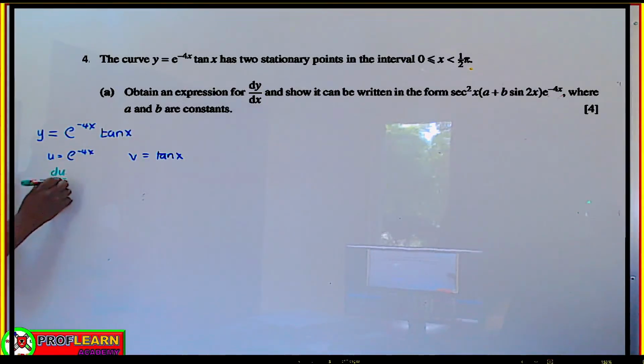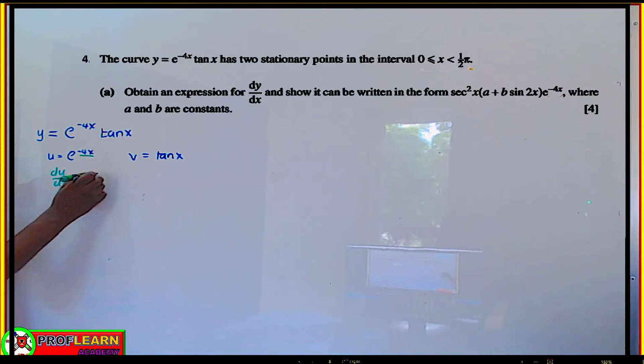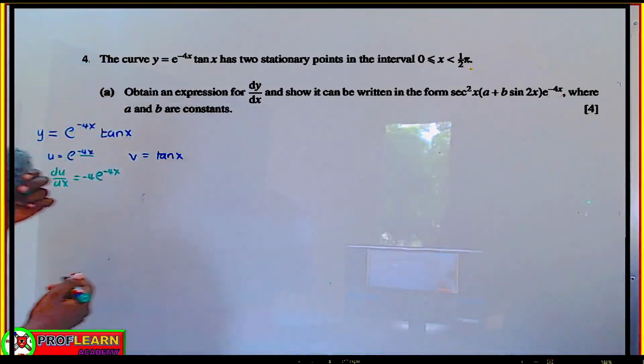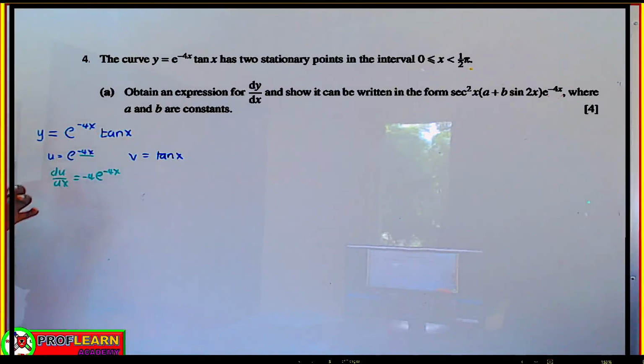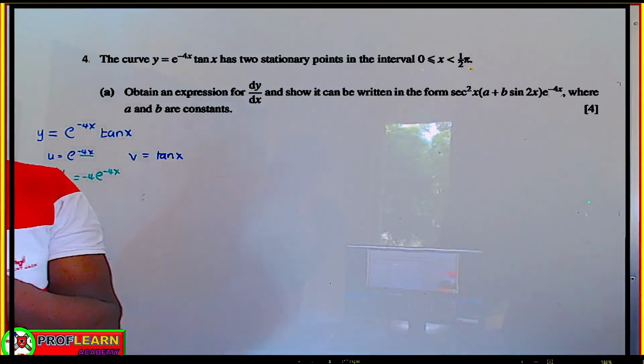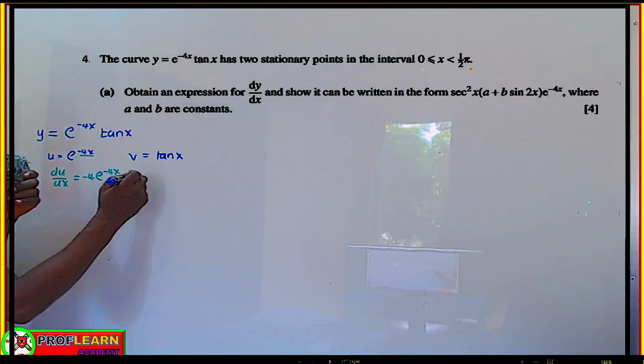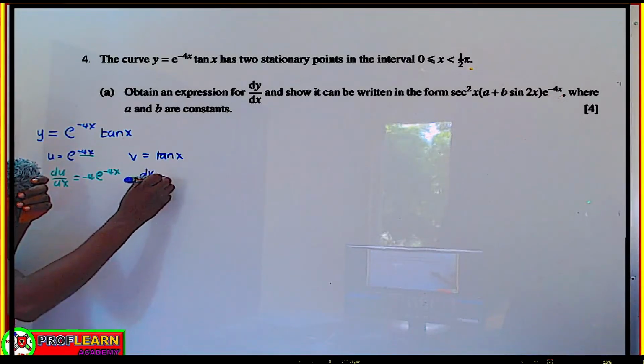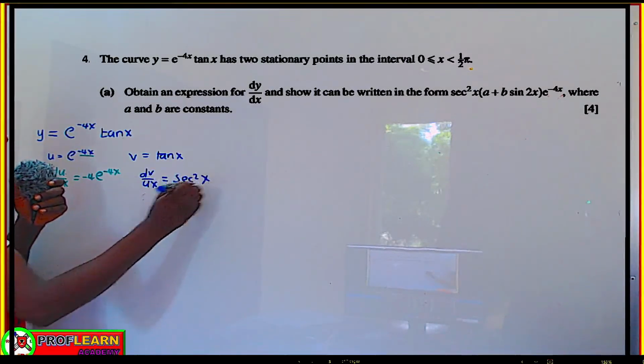du dx is going to be equal to, when you are differentiating exponential functions, what you do is you differentiate the top and you get the answer. Differentiating negative 4x, we're going to get negative 4. Then you write the exponential function the way it was given. That is how you differentiate this kind of exponent. And when we are differentiating tan x, we are going to get dv dx equals sec squared x.